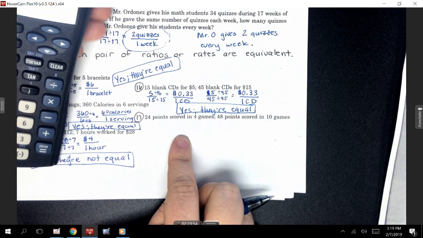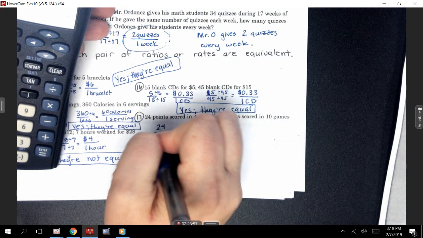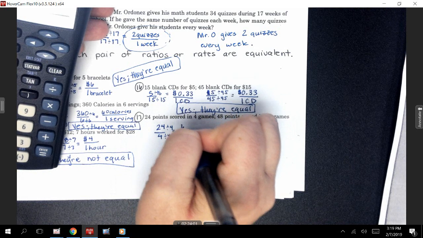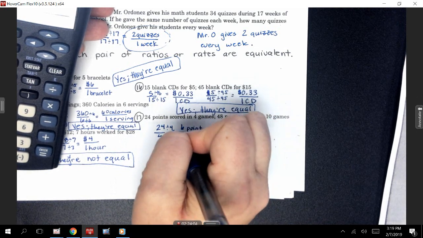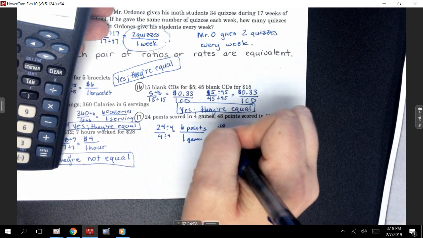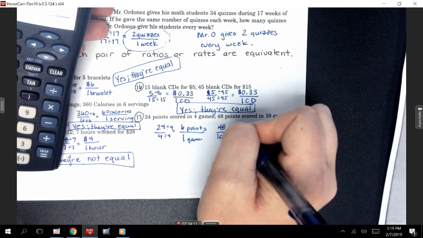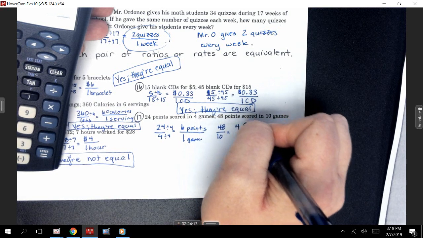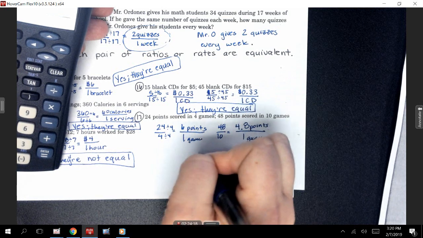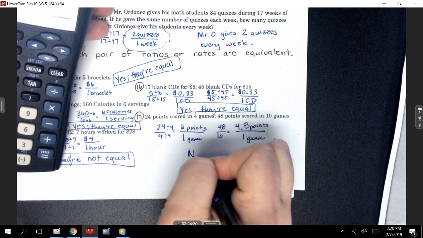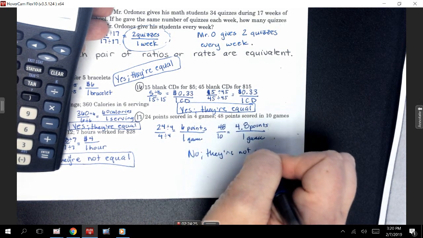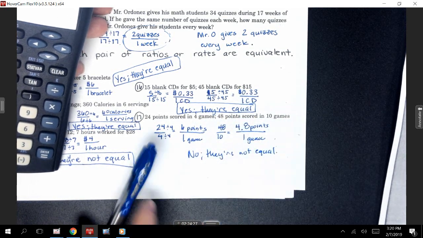All right, and then the last one says 24 points. So 24 over 4, dividing these by 4, gives me 6 points over 1 game. And then 48 over 10 gives me 4.8 points over 1 game, which 6 and 4.8 are obviously no. They're not equal.